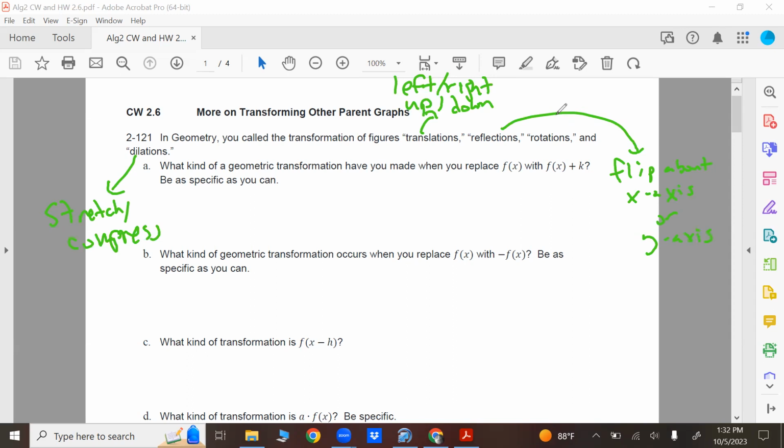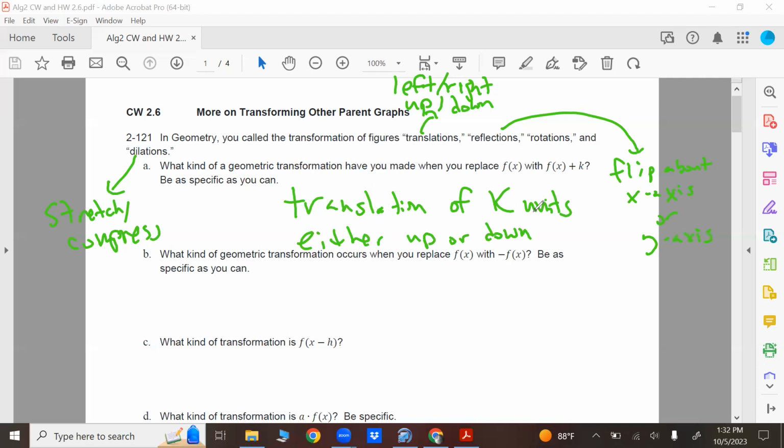Like we've done translation, we've gone left or we've gone up and down. We've flipped over the x-axis. We've stretched the graph or compressed the graph vertically. So look at part A. What kind of geometric transformation have you made when you replace f of x with f of x plus k? This is going to be a translation of k units either up or down. So when you add something to the outside, it causes the graph to move up or down, but we call that more specifically a translation. You're translating the graph, we're going up or down or left or right.